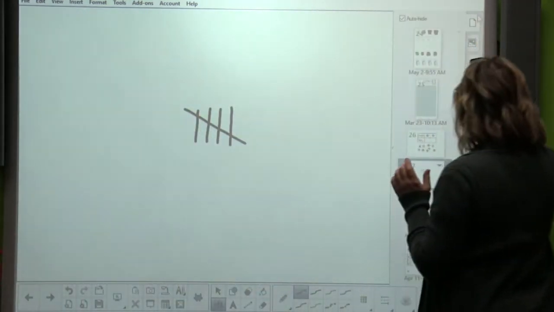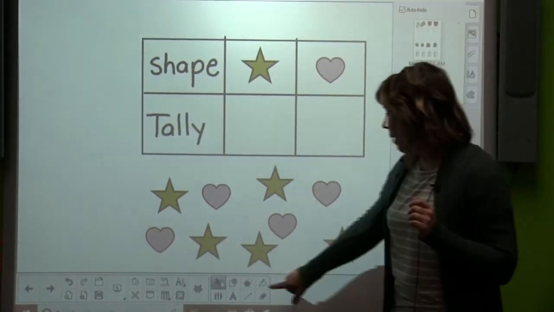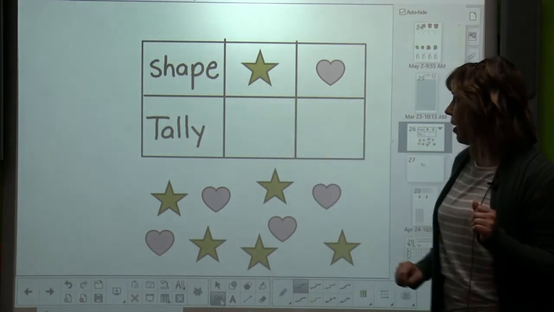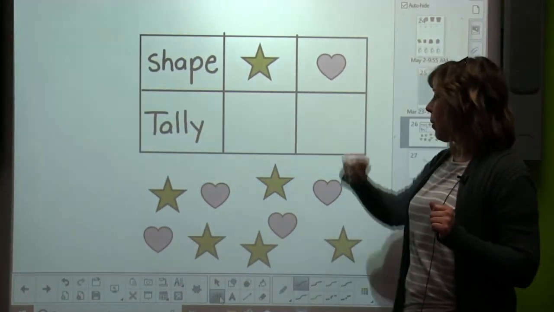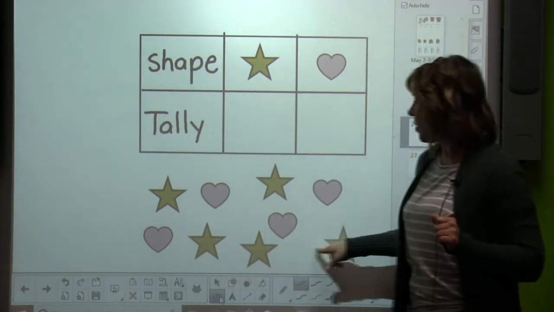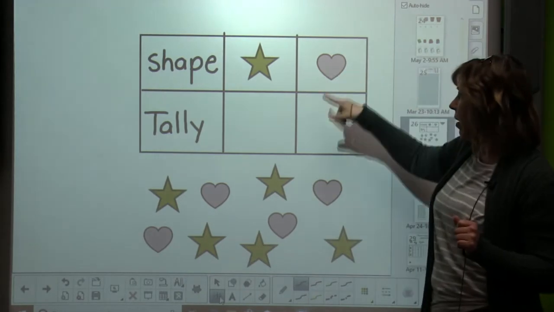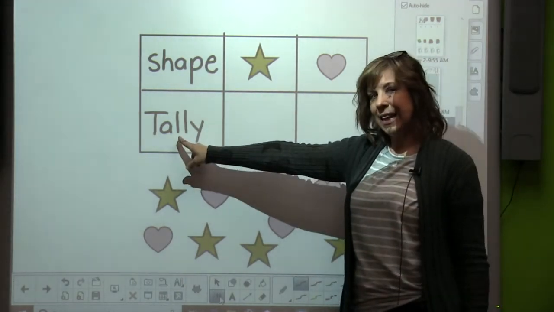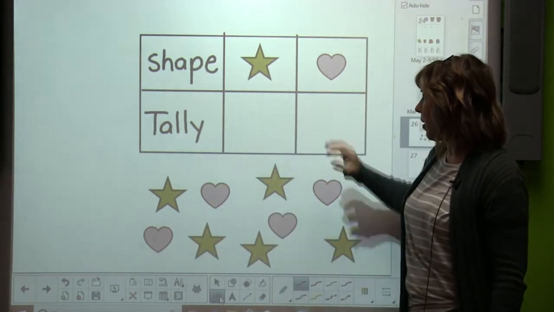I've got one ready to go here. Here we're going to make a tally chart. We're going to count these objects that are down here, and we're going to fill in the tally chart. Now up here this says shape, and I have the 2 shapes represented. I have stars down here, so there's my star, and I have hearts down here, so there's my heart. Stars and hearts, so that says shape. This says tally, that's how tally is spelled. We're going to make our tally marks down here.